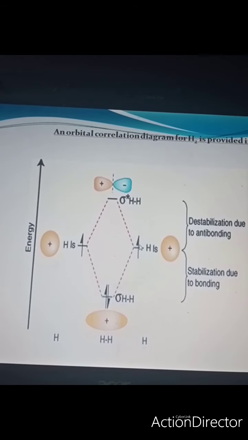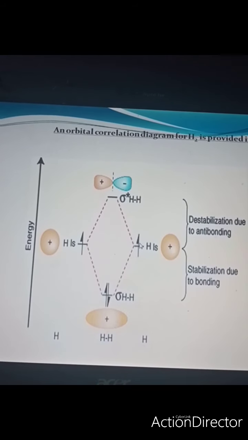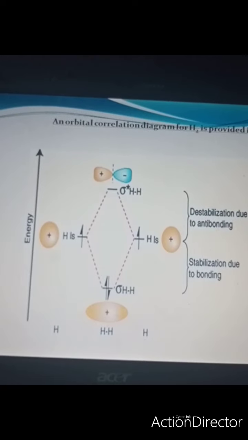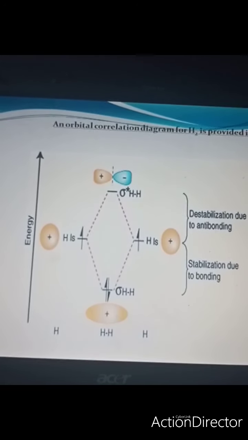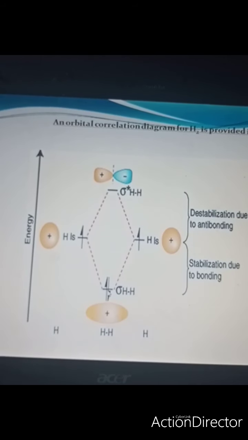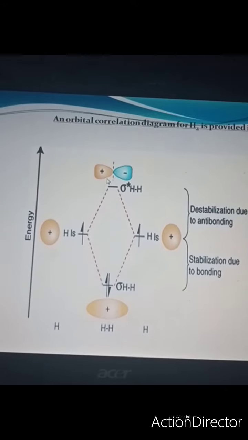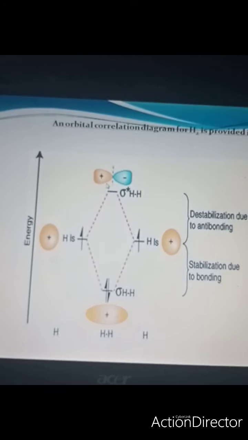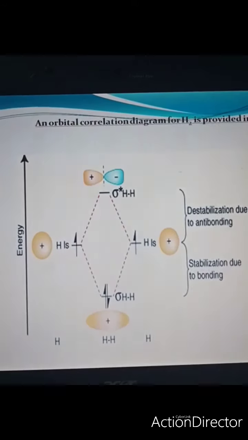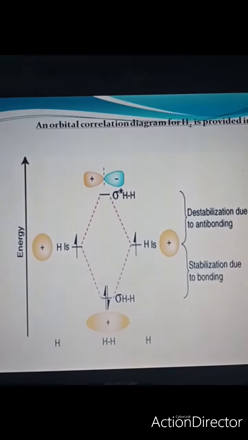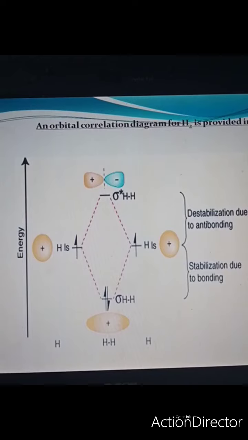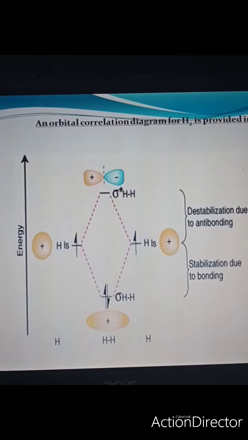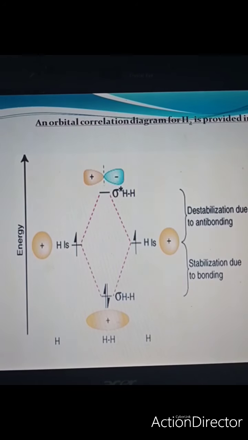Now this will be filled according to the Aufbau principle, Hund's rule and Pauli's exclusion principle. So the lower orbital will be filled first. In the bonding orbital there are 2 electrons, and the anti-bonding orbital will be vacant. So when we find the bond order, that will be half of the number of electrons in bonding, which is 2, minus the number of electrons in anti-bonding. So the bond order will be 1.